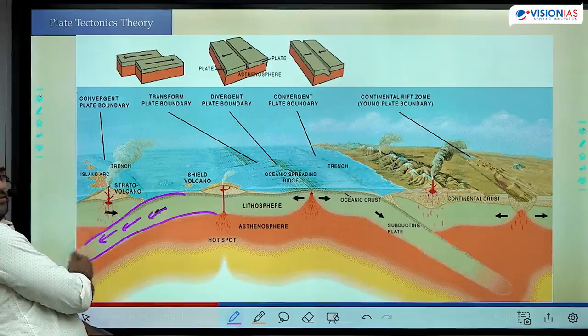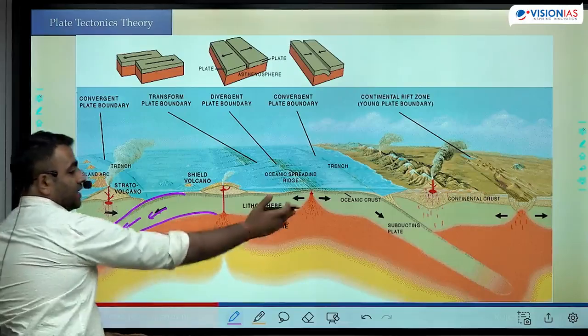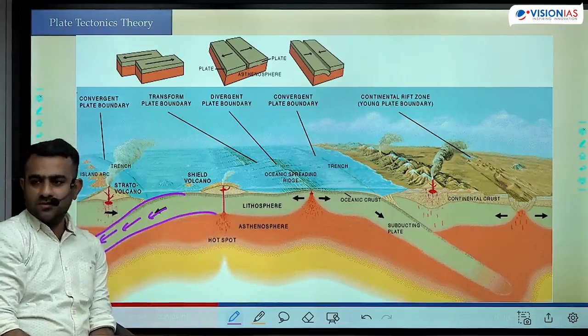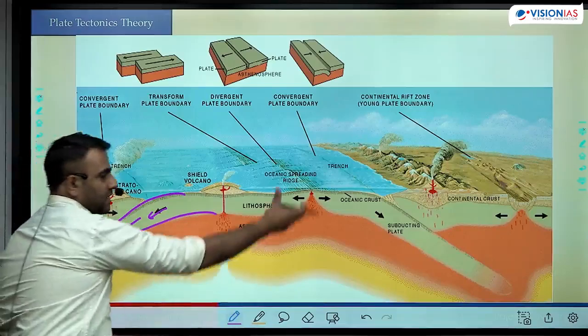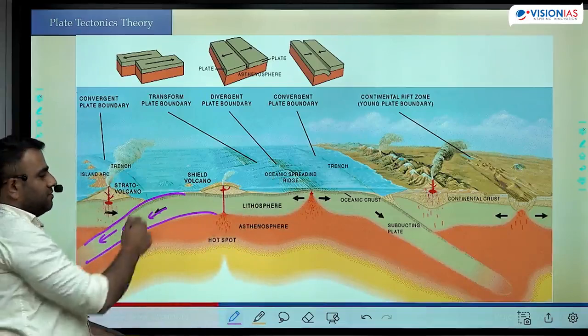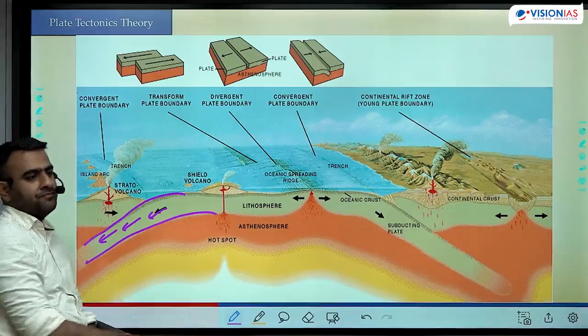Over a period of time, look, there the asthenosphere had supplied material. Here it is taking the material. There is a balance. Here it was creating new oceanic plate. Here it is destroying the oceanic plate. Therefore, this kind of plate boundary is called a destructive plate boundary.